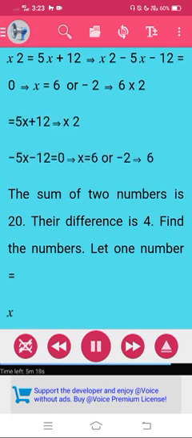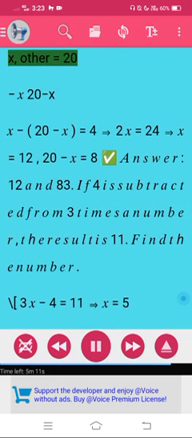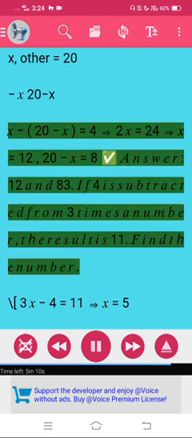Answer: 6. The sum of two numbers is 20. Their difference is 4. Find the numbers. Let one number equal x. The other equals 20 minus x. x minus (20 minus x) equals 4. Rightwards double arrow 2x equals 24. Rightwards double arrow x equals 12. 20 minus x equals 8. Answer: 12 and 8.